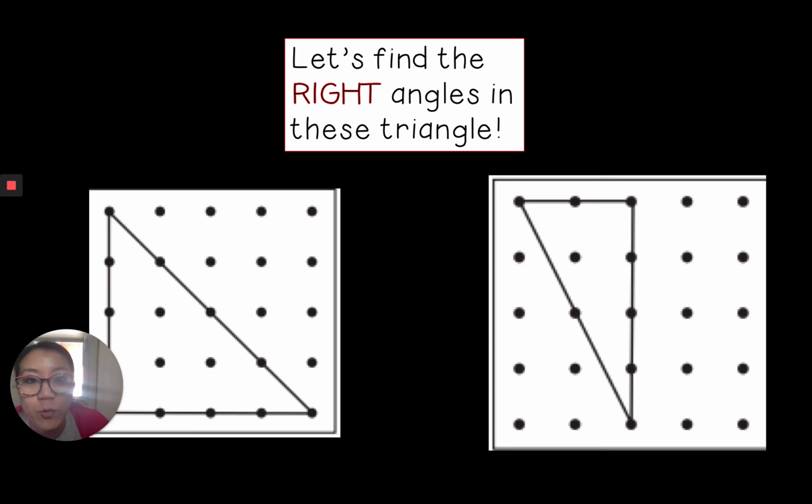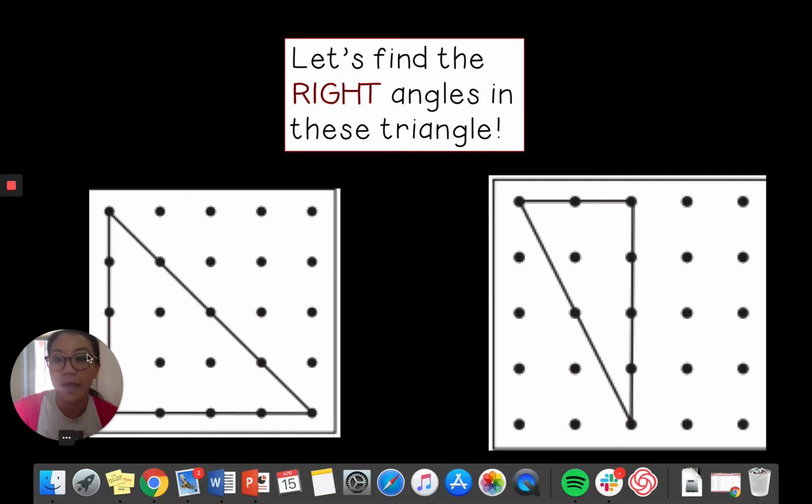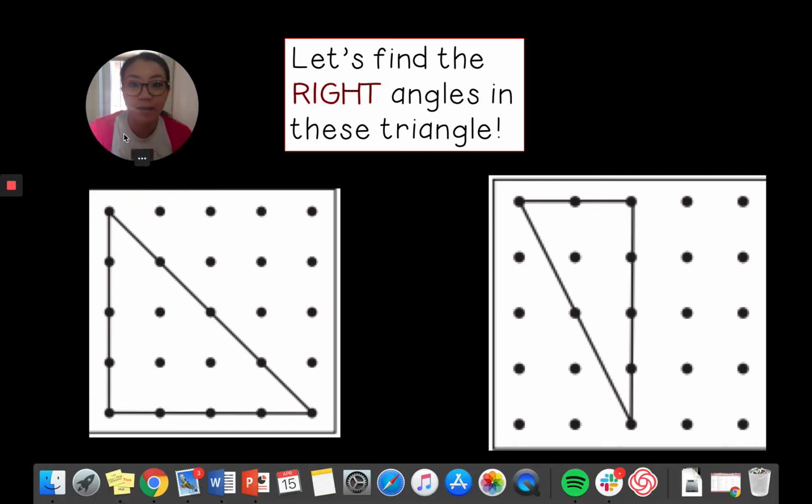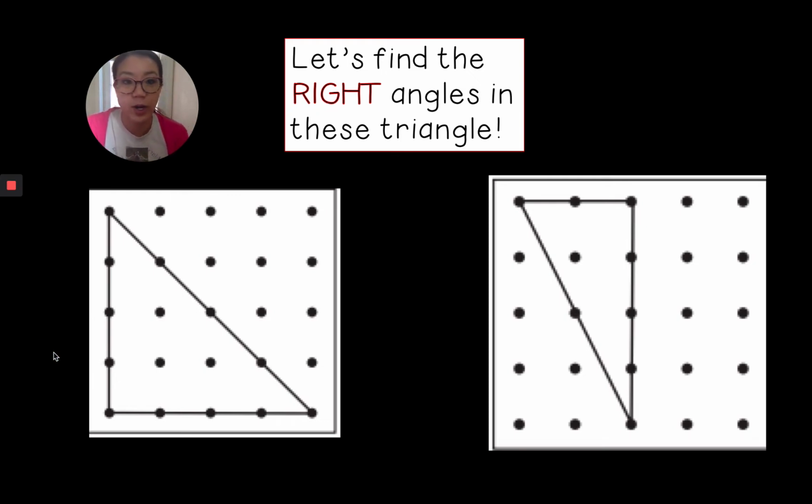So let's find the right angles in these triangles. If you remember, a right angle is where it forms a perfect L shape. We learned that the other day when we were talking about the different quadrilaterals. We learned that squares and rectangles have right angles. Okay, so let's take a look at these triangles.